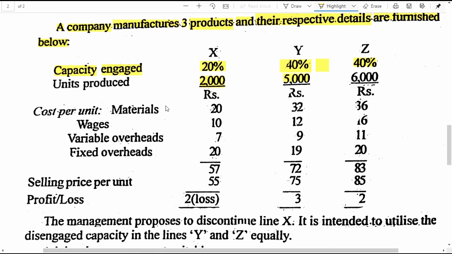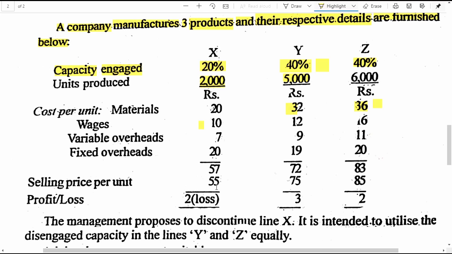Then regarding the cost breakup per unit, material 20 rupees per unit of X, 32 rupees for Y, 36 rupees for Z. Wages 10 rupees for X, 12 rupees for Y, 16 rupees for Z. Variable overheads 7 rupees, 9 rupees and 11 rupees respectively. Similarly, fixed overheads 20 rupees, 19 rupees and 20 rupees respectively for X, Y and Z products. The total cost per unit of X comes to 57, Y comes to 72 and Z comes to 83.